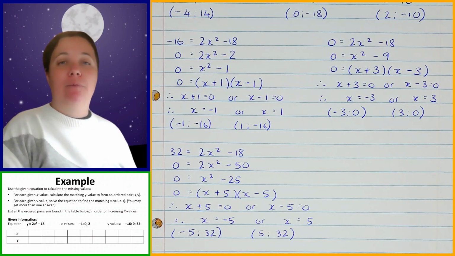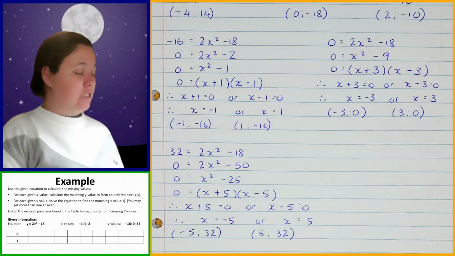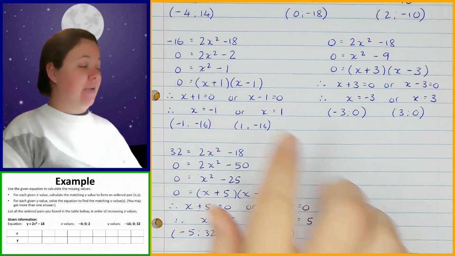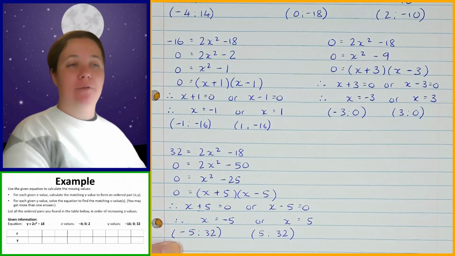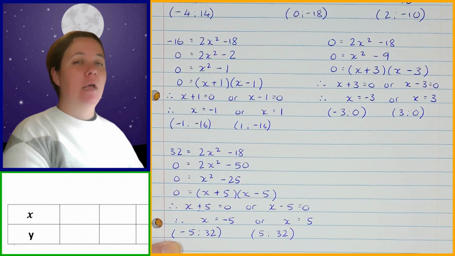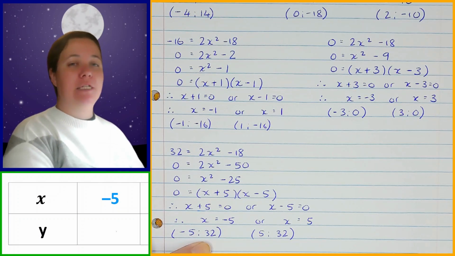When we put them into the table, we need to put them in increasing values of x. Okay, so I'm going to find the smallest value of x. Out of all of these ordered pairs, the smallest value of x is going to be -5 over here. So the first value I'm going to be putting in is x is -5, and then the corresponding y value is 32.